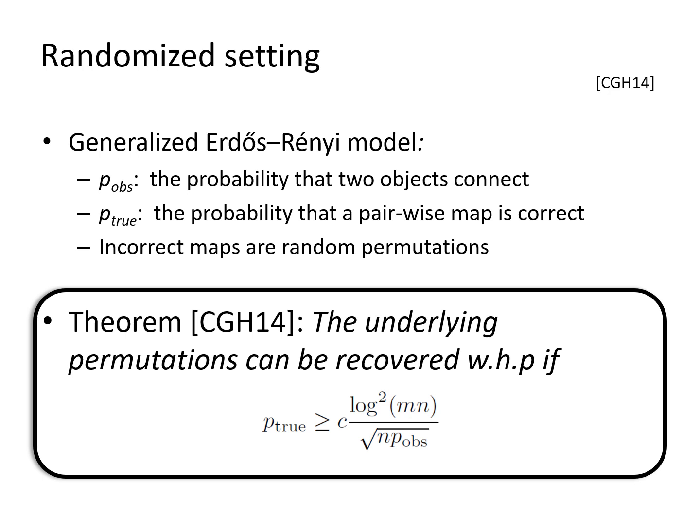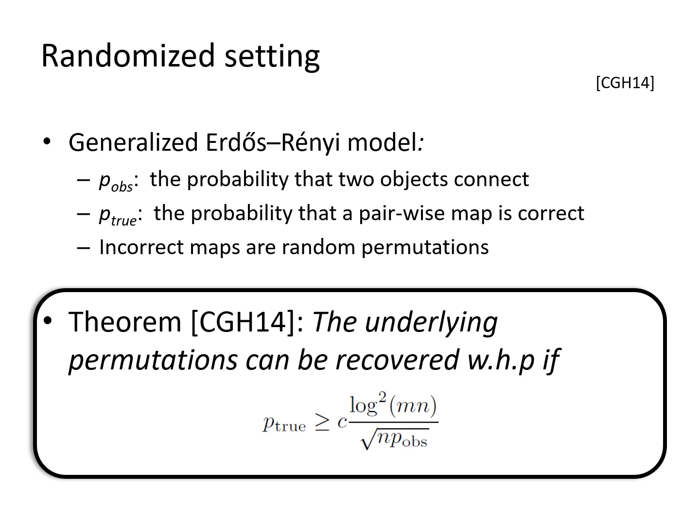But in this case, we analyze the permutation synchronization under this established generalized random permutation model. And we can show that p2, the probability that the pairwise map is correct, only needs to be slightly bigger than a constant times some polylog factor divided by square root of n. So when the number of objects goes to infinity, this lower bound on p2 can also go to 0.